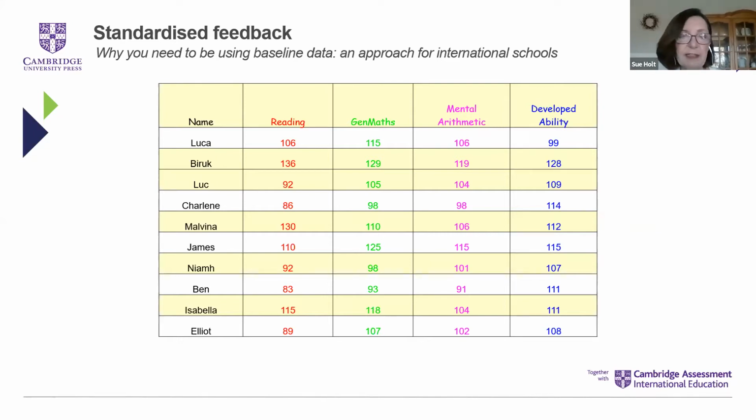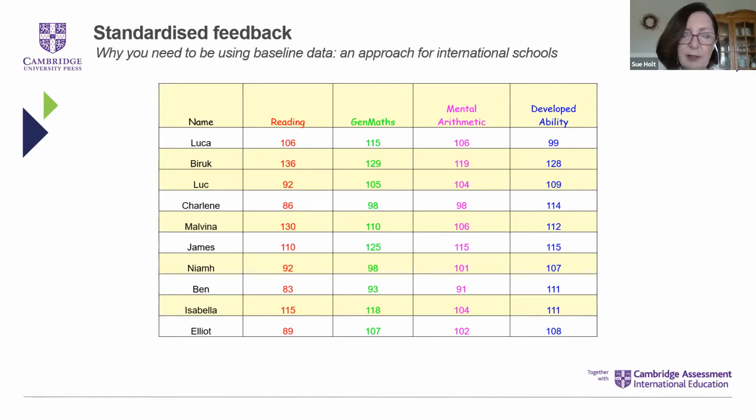So we're looking there at a whole group of students. Now, if you look at the second one down, Biruk, you can see that this is an extremely bright child. I shall come on to him a little bit later on. But then look at Charlene, who is the 4th student down, and you can see that her developability is high. Her maths and mental arithmetic are average, but her reading is really quite low.